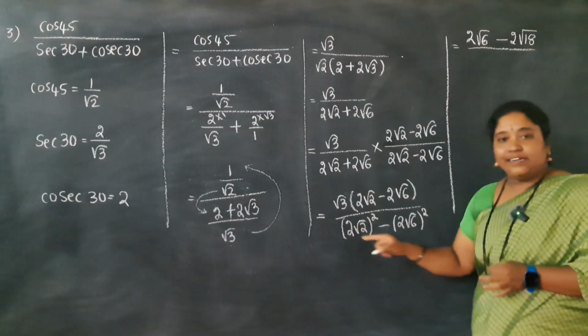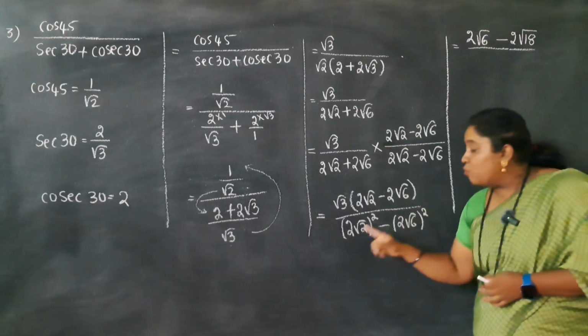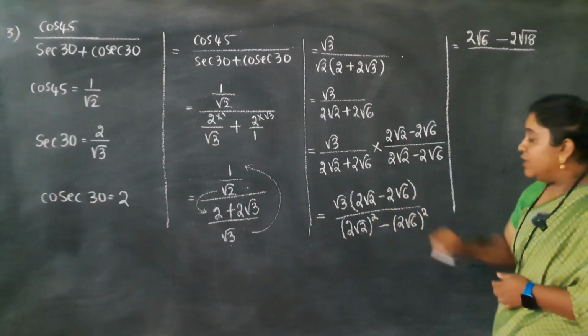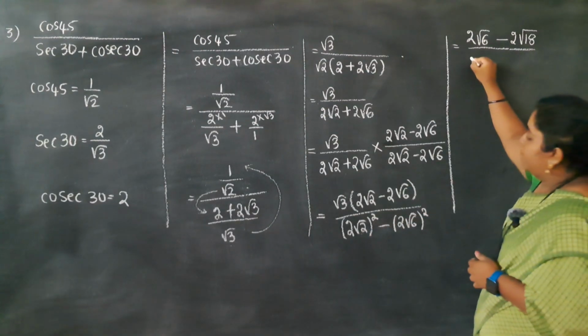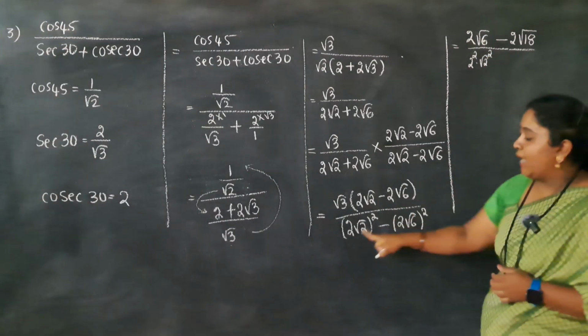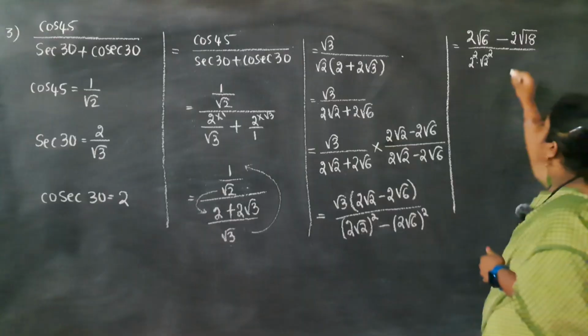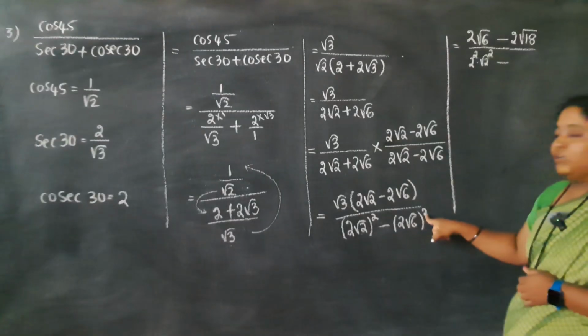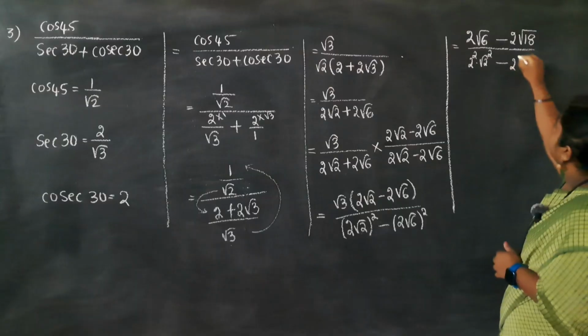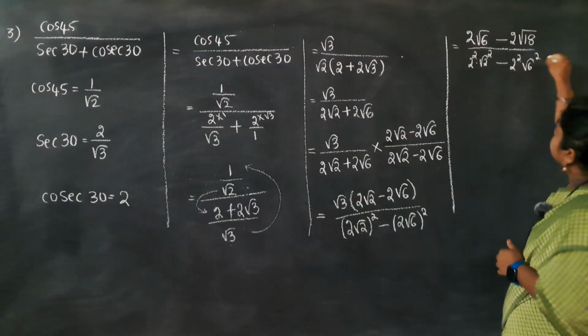They are separated here. 2 root 2 means what? 2 into root 2. So the simplification will become 2 square into root 2 square, because the square is related to both the values, minus 2 root 6, the square related to both the values. So I'll be having here 2 square root 6 the square.